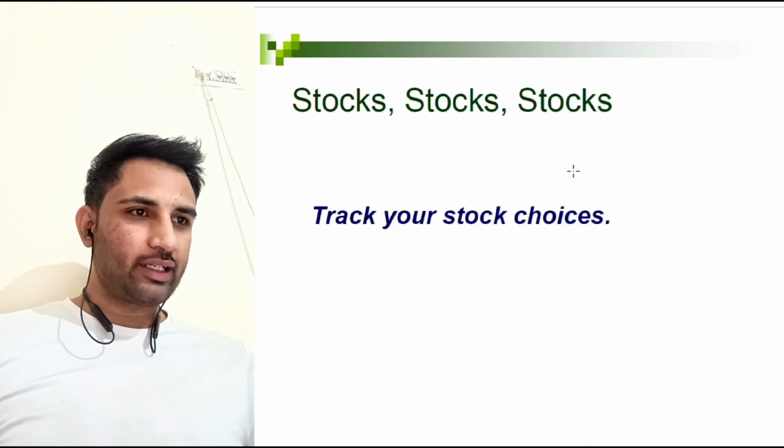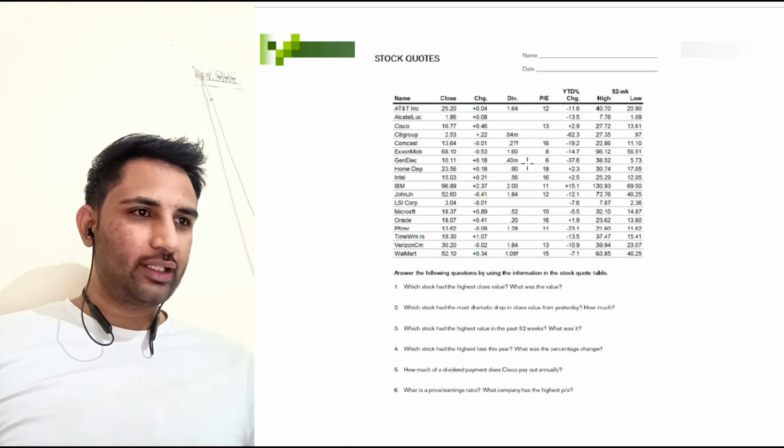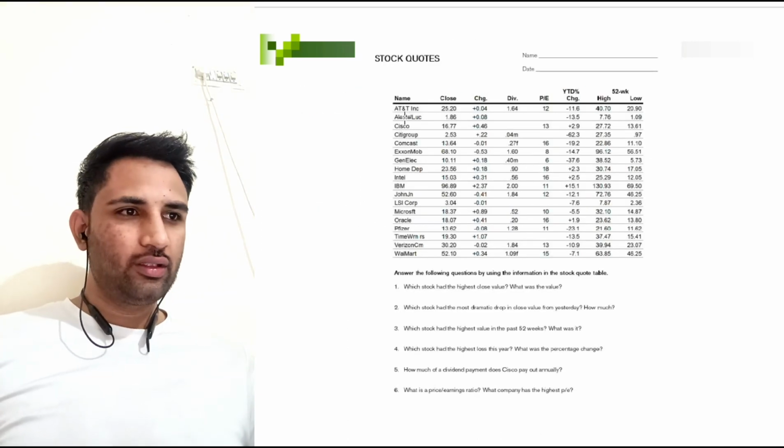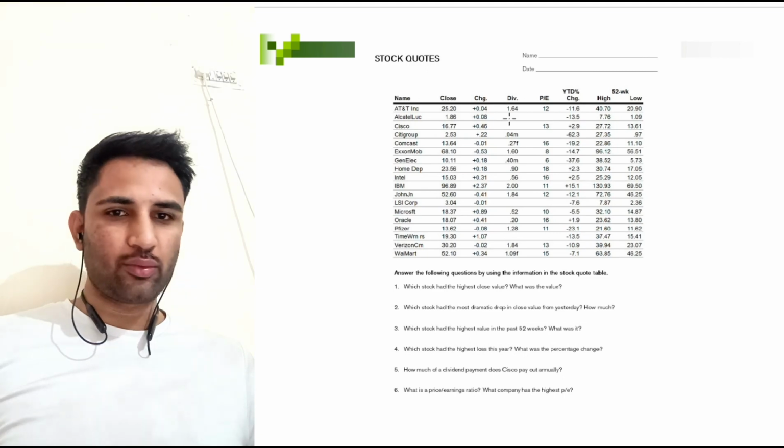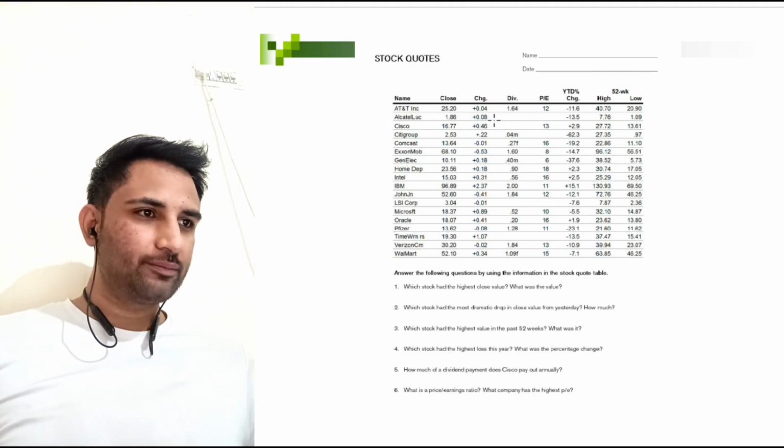Then the next one is Alcatel. The closing price was 1.86. The change is 0.08%, and there is no dividend and no profit earning ratio data available. The year to date change is negative 13.5, and the 52-week high and low were 7.76 and 1.09.